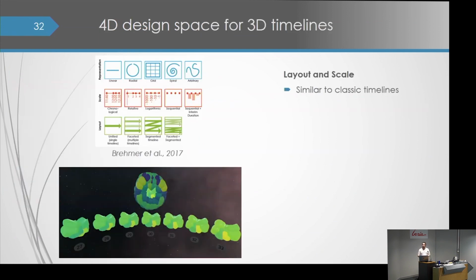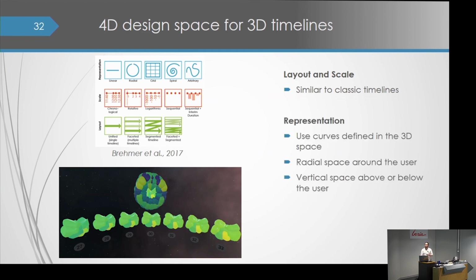And as such, we propose a 4D design space for our 3D timelines. First, the layout and scale dimensions will be very similar to classic timelines. But we extended the representation dimension in order to be able to define curves defining the 3D space, to have control over the radial space of the user, but also the vertical space above and below. And finally, we propose an additional dimension, the supports, which basically makes the transition between a visualization on a 2D display and a 3D virtual environment.